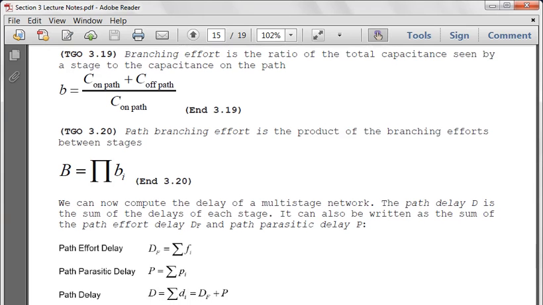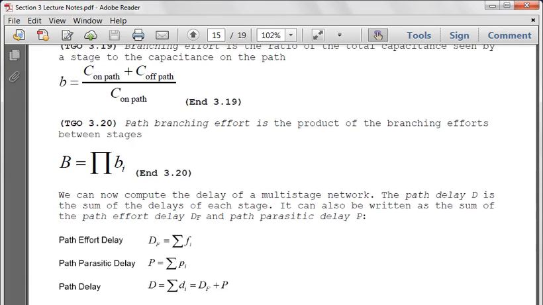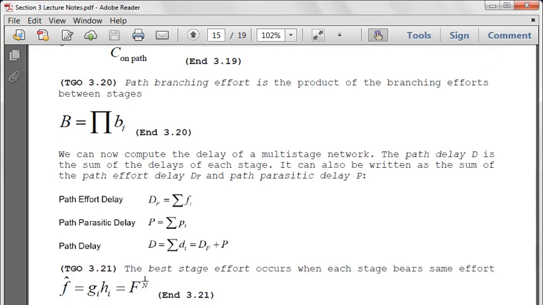And so I'm going to scroll up a little bit. Everyone's got 3.19. I want you to get it. Okay. So 3.21, the best stage effort occurs when each stage bears the same effort. So this is an ideal. We've designed it perfectly. So here, let's say our stage effort is F to the 1 over N, where N is the number of stages. And so we're trying to figure out the best stage effort.